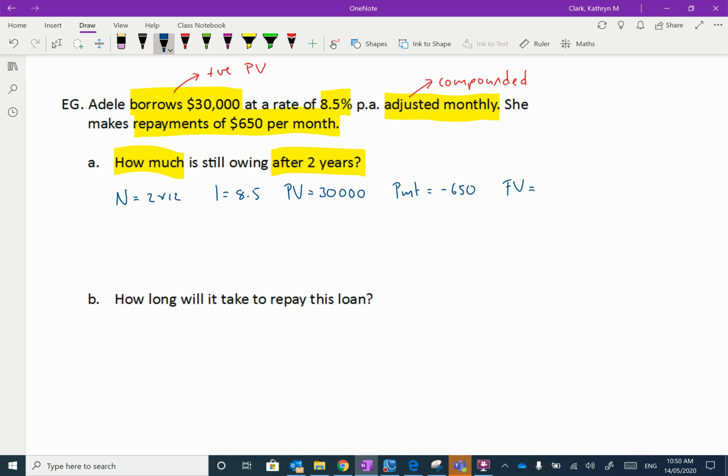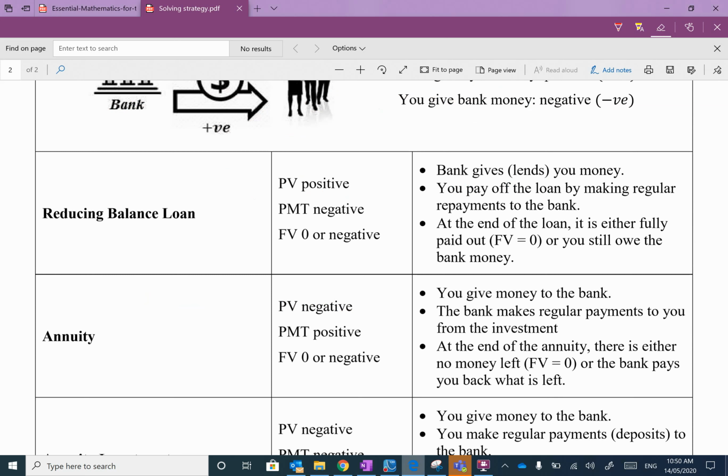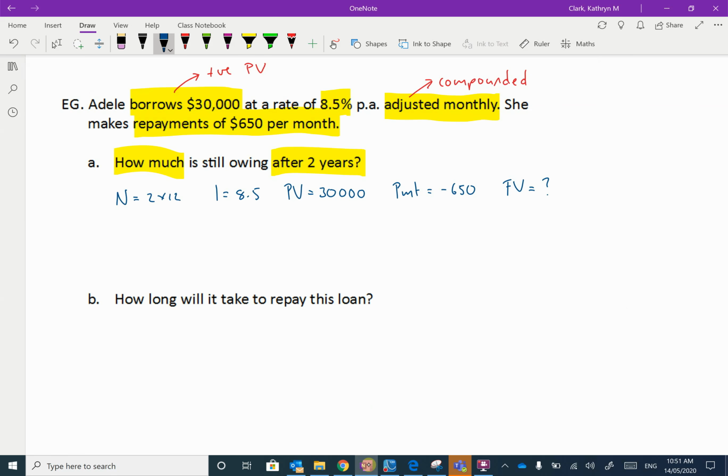Now, she hasn't actually paid the loan off. We're actually asked how much she's still owing. So at this stage we don't know how much she's owing. So in this case, your future value is either going to be 0 or negative, because when it's negative, we're actually going to be solving for it, because we still have to give money back to the bank. So if your future value is not 0, if the loan hasn't been repaid, then you're usually going to be solving for that future value. All right, payments per year. It's being adjusted monthly, so that's compounded monthly. So I'm now going to solve for my future value.